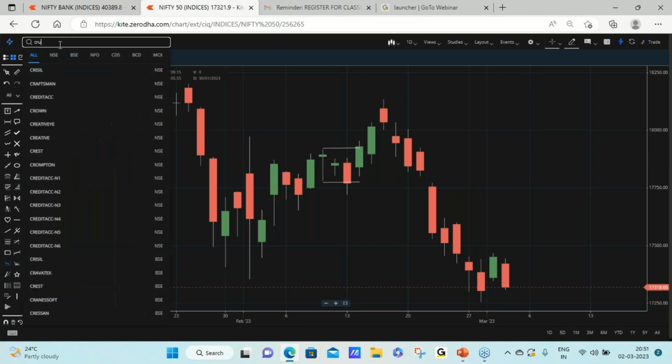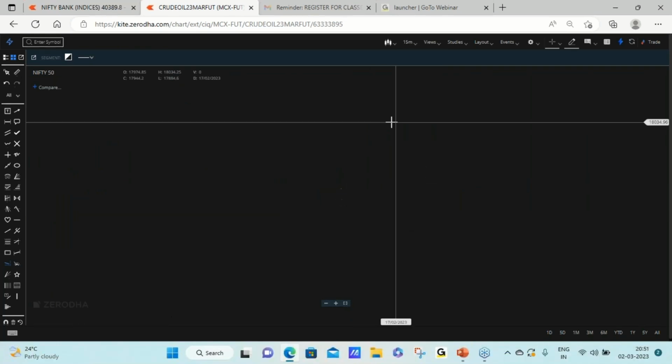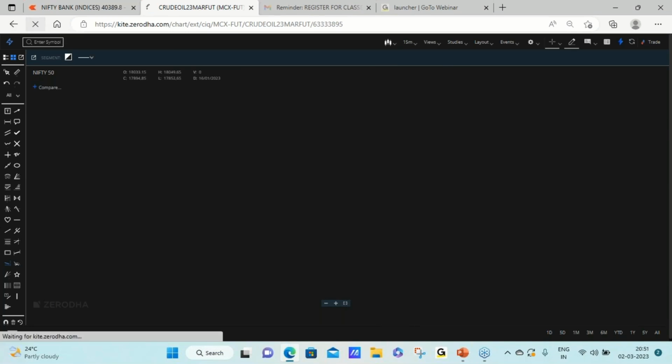Let me check crude oil. So let me check crude oil in the 15 minutes time frame. Yes, Raviji. If you find these candles at SR lines, it will give you a very good boost. Right. So can I expect you guys to post examples, please, in the group? It will help you guys to master.